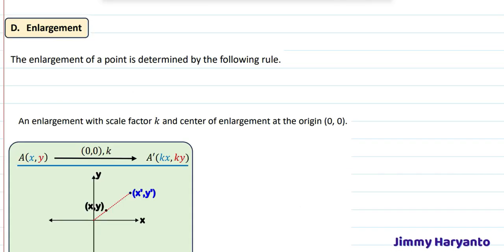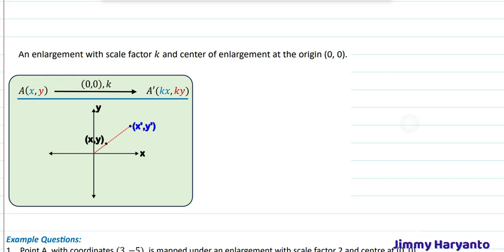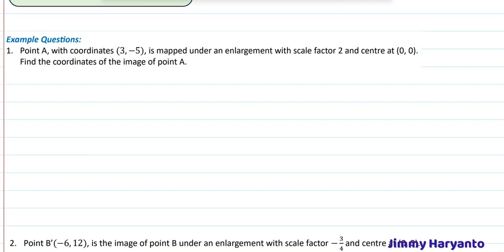The last section is enlargement. The enlargement of a point is determined by the following rule. An enlargement with scale factor of k and the center of enlargement at 0, 0 will be like this. The image will become kx comma ky. Let's see the example question 1.